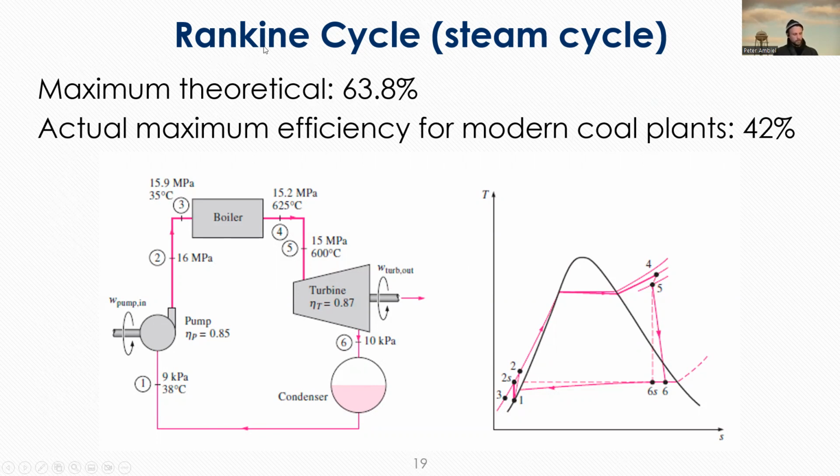So the maximum theoretical efficiency that you can get out of the Rankine cycle has been estimated to be at about 64%. But today, the highest efficiencies that you're going to see in contemporary coal plants is closer to about 40%. And even that would be, I would argue, on the high end. That would be a pretty sophisticated coal plant that's getting a 42% efficiency.